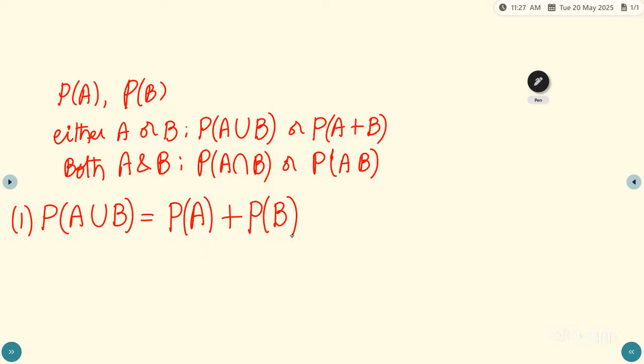If A and B are not mutually exclusive, write the second thing. If A, B are not mutually exclusive. Give me an example for not mutually exclusive.